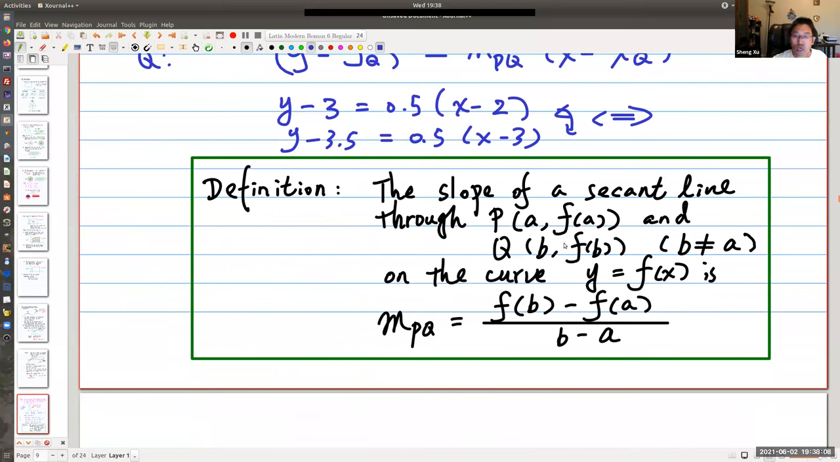So this is a side note. The slope of the secant line through P and Q, suppose P and Q are two points on the curve y equals f of x. Then of course the y coordinates are f(a) and f(b). So then the slope mPQ is f(b) minus f(a), the difference of y coordinates, divided by b minus a, the difference of x coordinates. You need to memorize this formula.